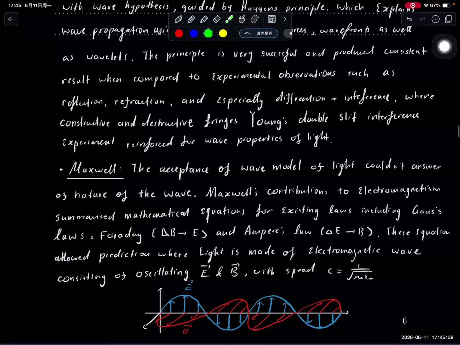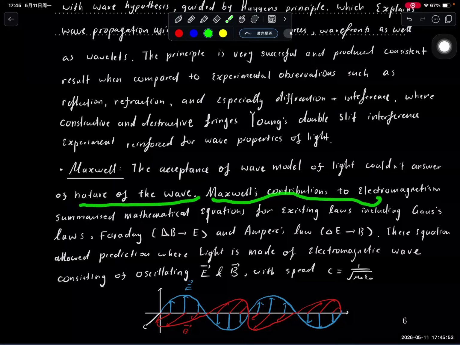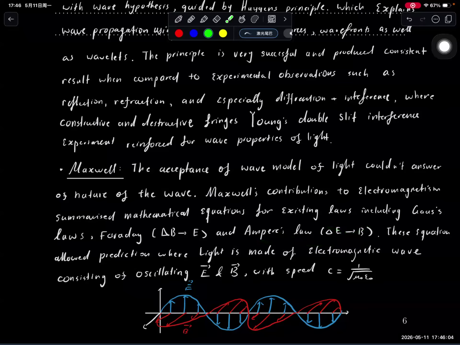So followed by Maxwell. Maxwell is like a much more theoretical derivation itself, right? It was then verified with experiments. So the acceptance of the wave model of light couldn't answer the nature of the wave. So Maxwell's contribution to electromagnetism then summarized mathematical equations for existing laws, which includes Gauss's law and Faraday's law, all the inductive laws. Also Ampere's law as well. So going from changing B to E and then changing E back to B.